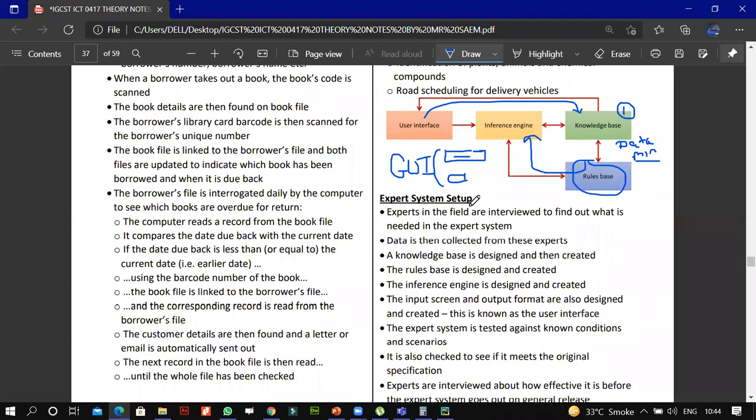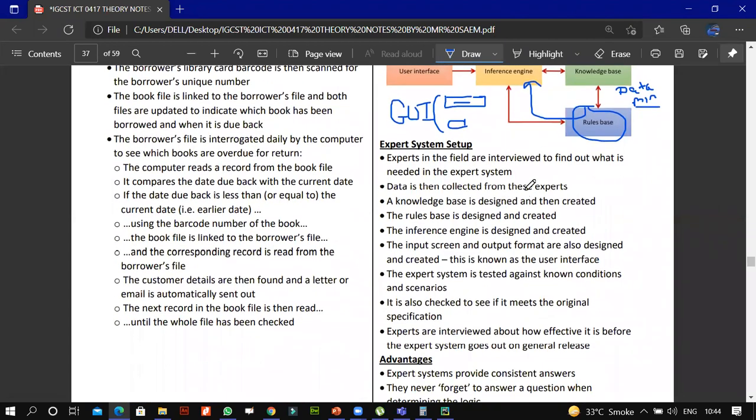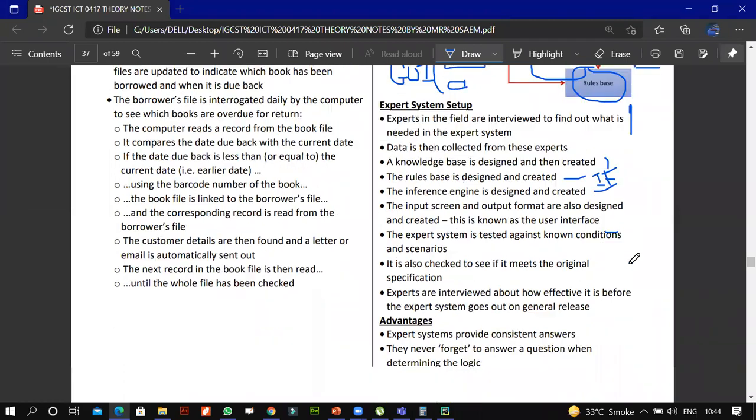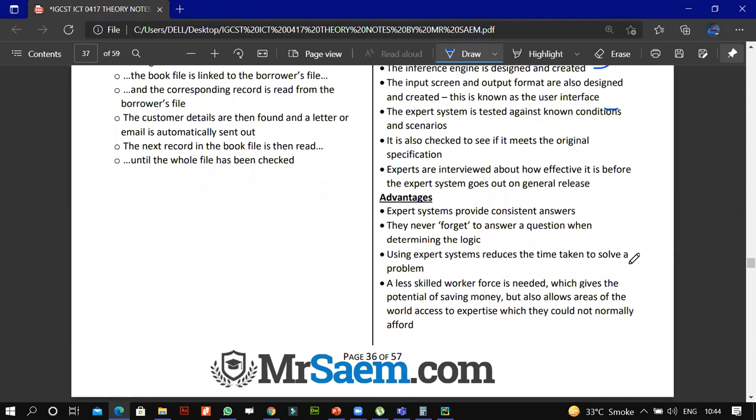Expert systems, basically, like I told you, we need to interview the expert people. We need to create a knowledge base. We need to set the rule base using the if then else condition. I just told you that. We will create the inference engine, and obviously then we will test it. Advantages obviously is that expert systems can provide us with lots of consistent answers.